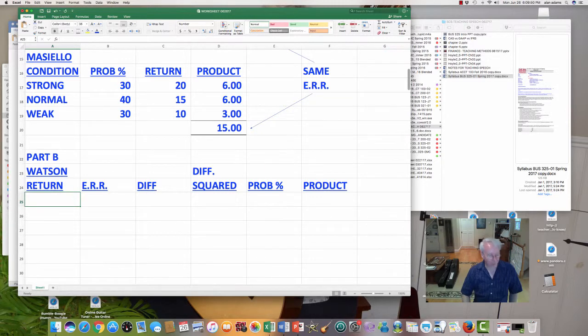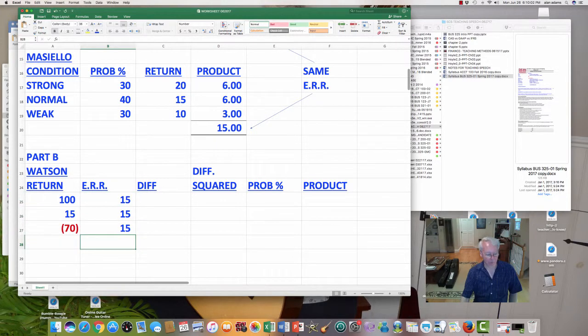Okay, for Watson, my returns are 100, 15, and -70. Those numbers were all given. My ERR is 15 for all three. Okay? Very good. Hang on. I think I want to carry this out to 2 decimal places, I think that would suffice. Okay. So now let's start filling all this in.